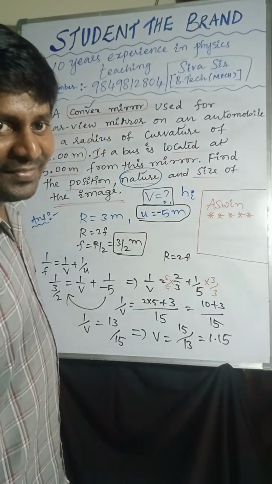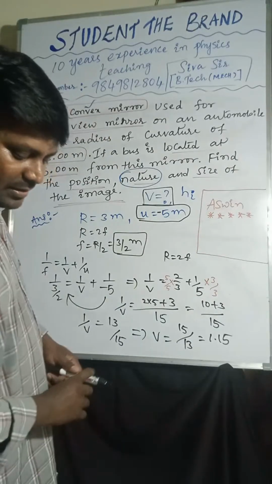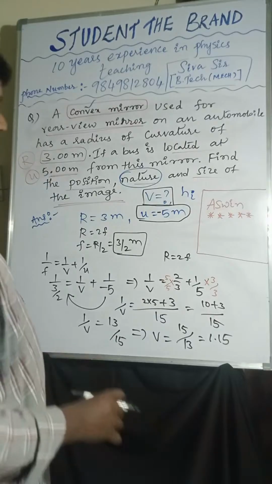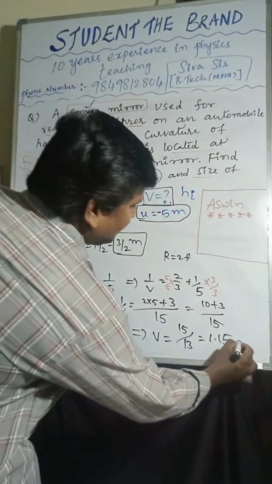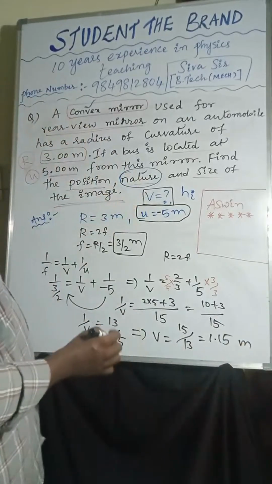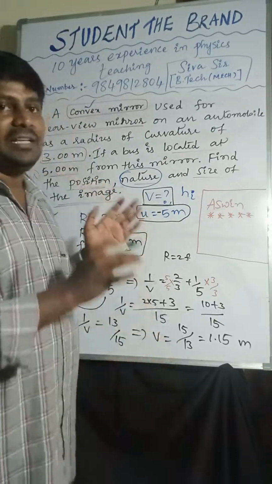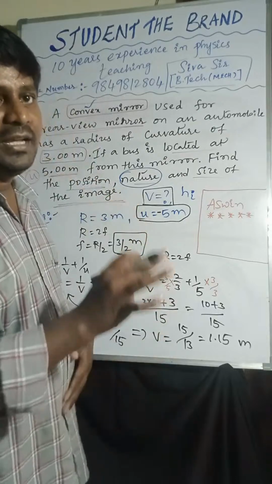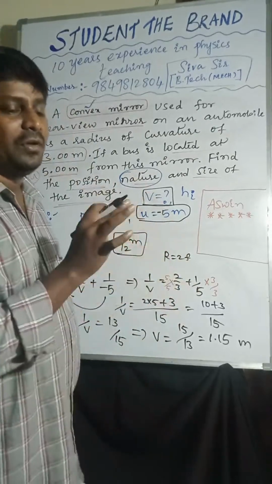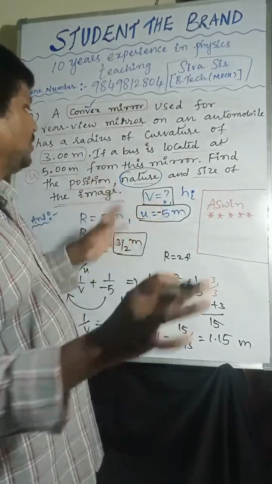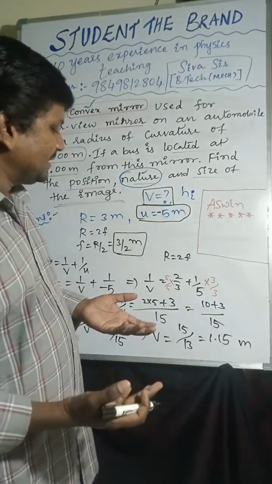Fine, nice. So how much did you get as the answer? 1.15. We need to see that the answer is in meters, so we have to write it in meters. I hope it is clear to you all. Once again, each and every time we have to check whether you did the problem in a correct way or not. We have to check. How to check, sir? We don't know.